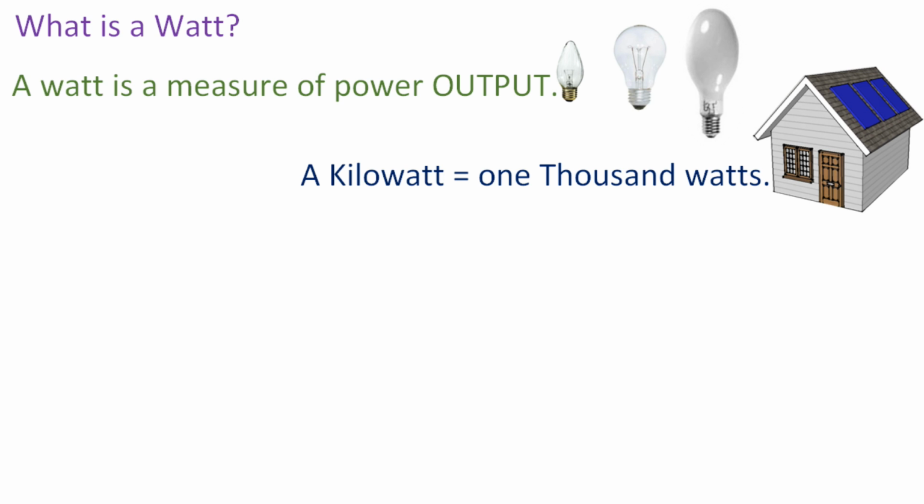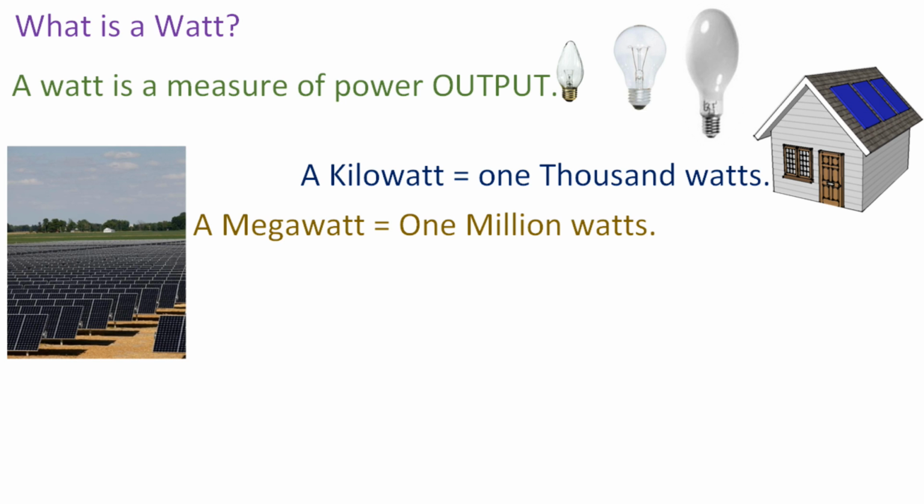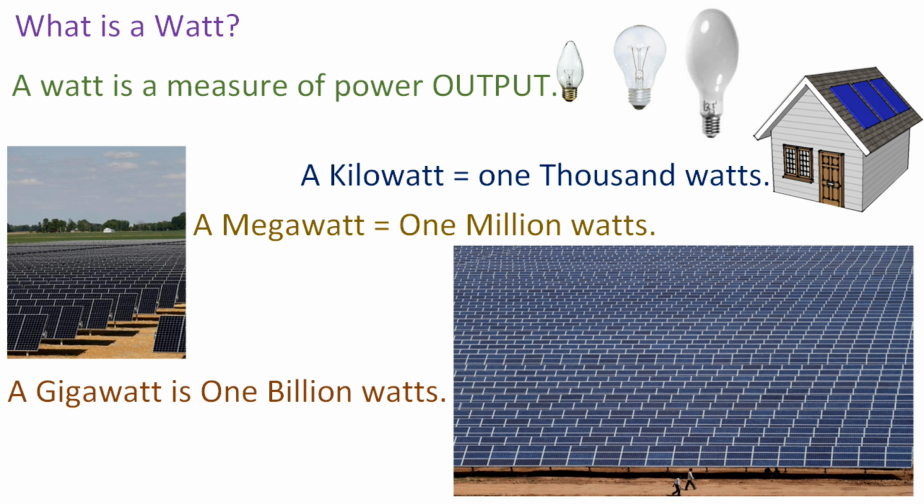A kilowatt is 1,000 watts. Typically, a household solar system on the roof will put out about a kilowatt, 1,000 watts. That's very typical. A megawatt is 1 million watts. It takes significantly more panels to produce a megawatt. And a gigawatt is 1 billion watts, and that's just panels forever. But it's great. It's making electricity.